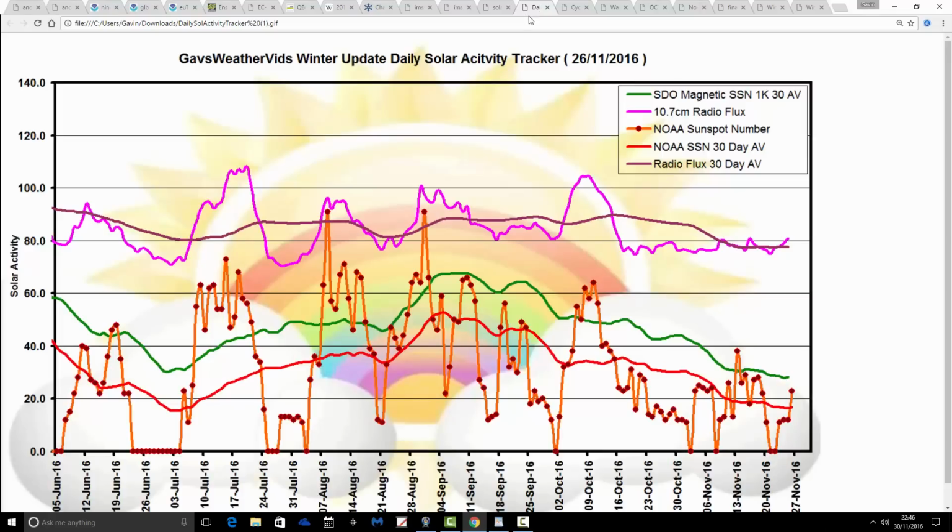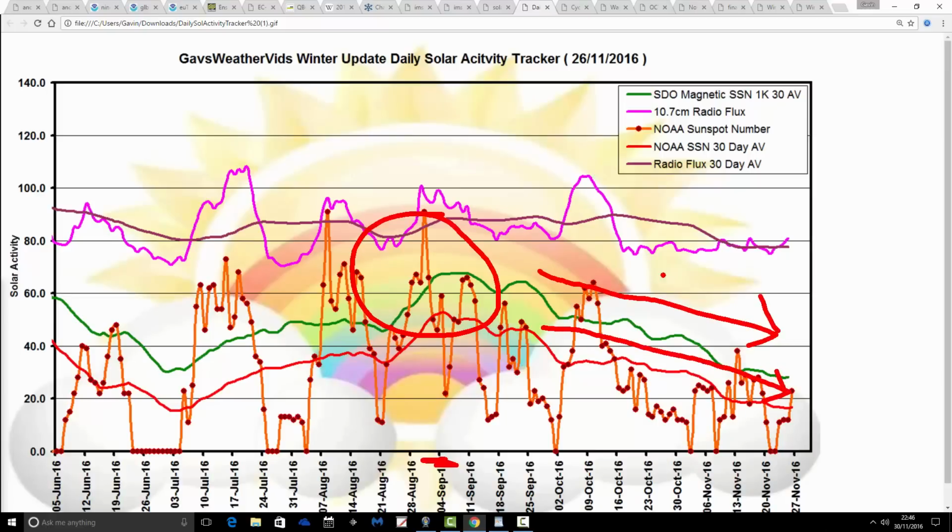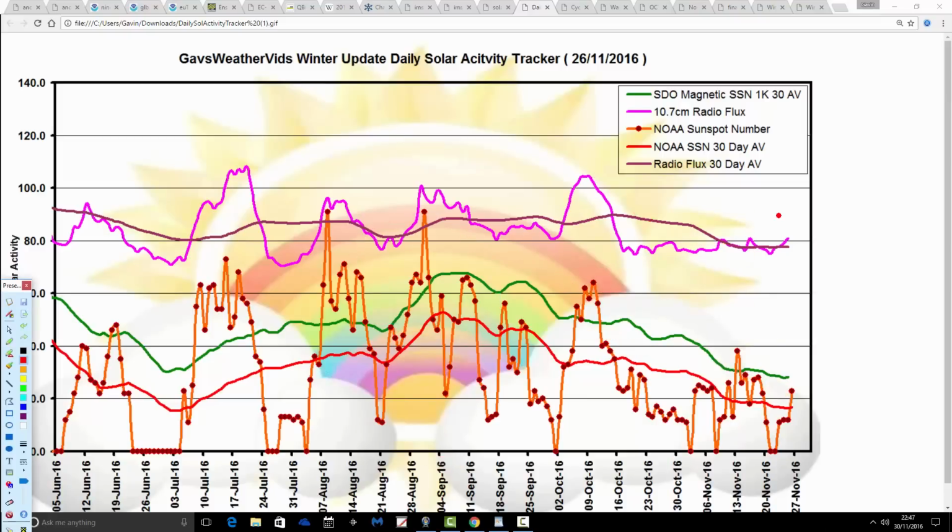So with the solar tracker, we've generally been seeing downwards movement in activity over the past few months. So we start here with the solar tracker when we had a fairly strong amount of sunspot numbers actually at that point, albeit declining from where it was a couple of years ago. But you notice through the autumn, through the winter updates, generally all of the trend lines are moving down. The green line, the orange line, and the pink line as well. All the lines seem to be trending downwards as we move through the winter updates with the GazWeatherVid solar tracker.